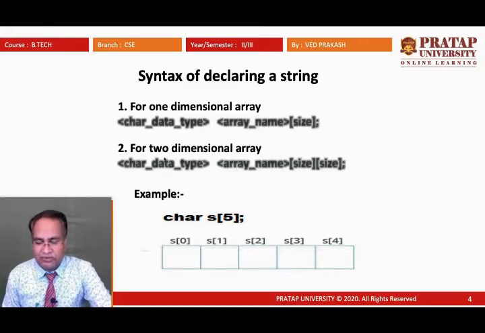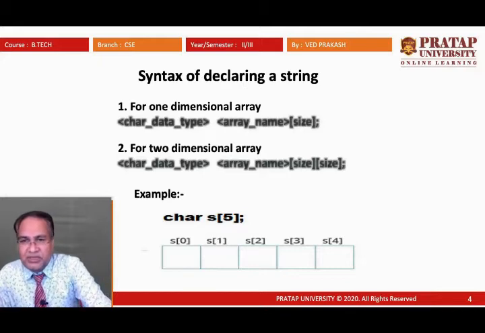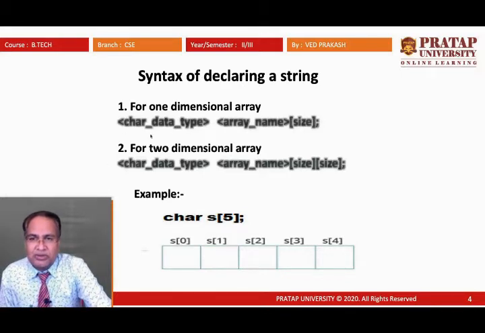Next is the syntax of representing a two-dimensional array of characters, known as a two-dimensional character string. The syntax is similar to one dimension, but here we use double subscripts, similar to a row and column pattern. We first use the character data type, then the string name or array name, and then two subscripts, first for row and second for column.